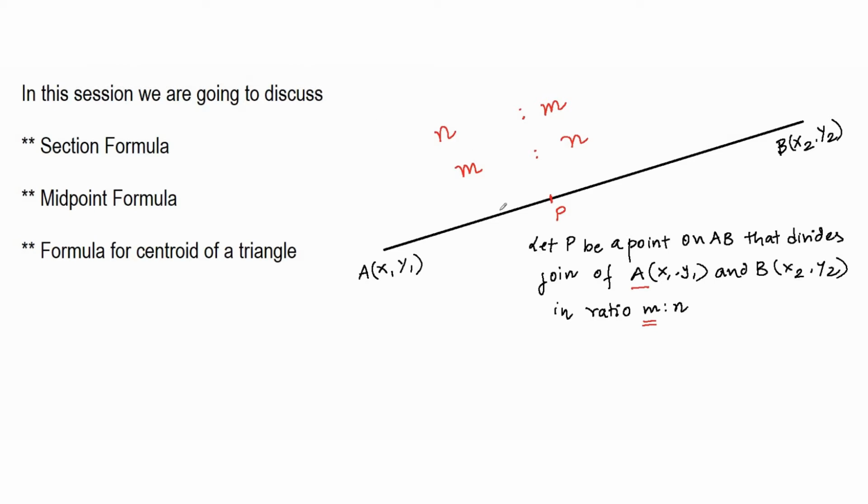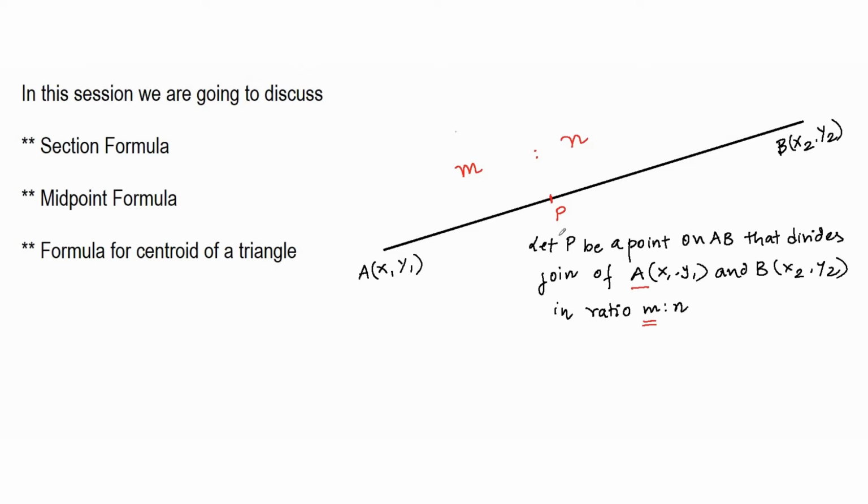So which one of these two is right? That is the question. Well, because A is the first point that is mentioned, we always take the distance from the point A as the numerator. That means the distance AP is to PB in the ratio m:n. Whatever is the first point that is mentioned, here A, the distance of P from the first point A is going to be the numerator of this ratio.